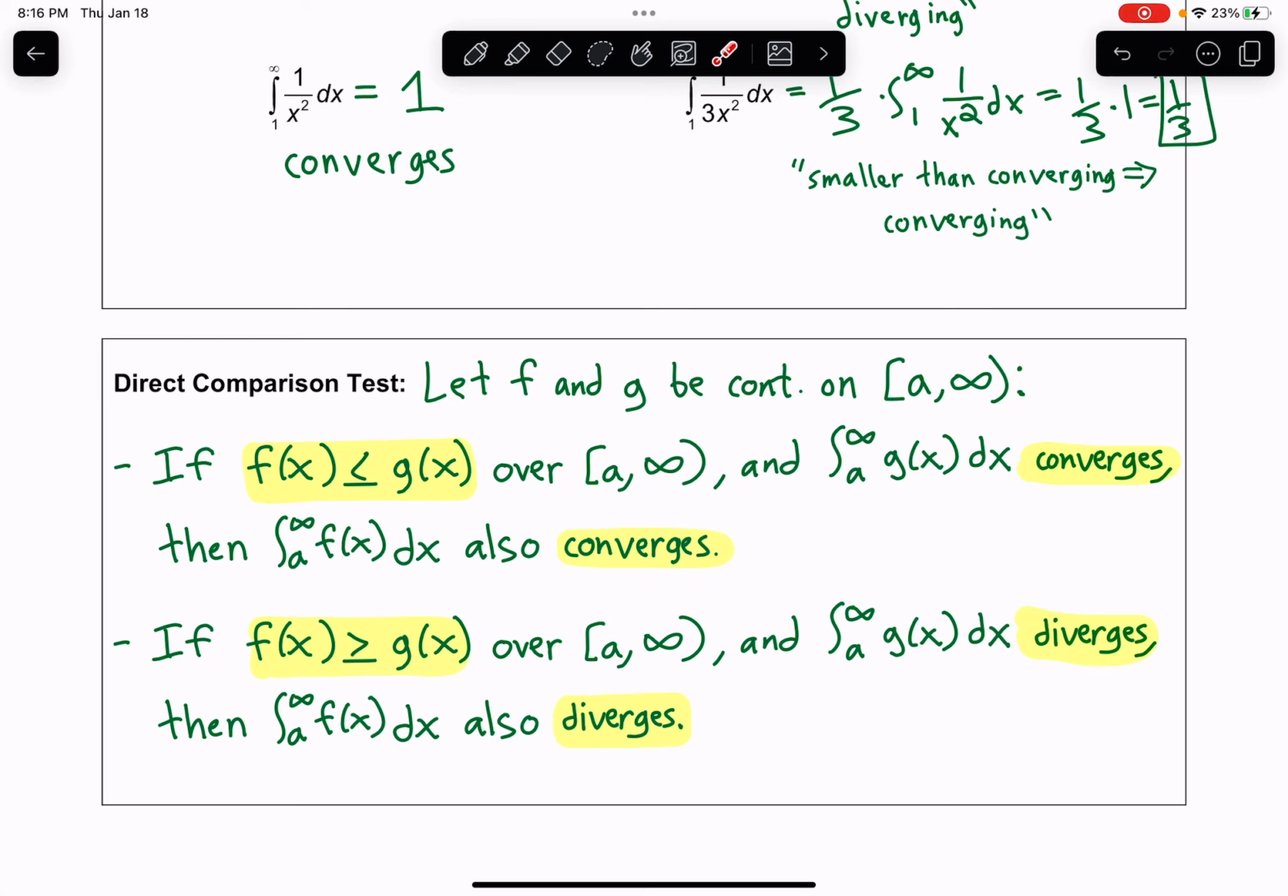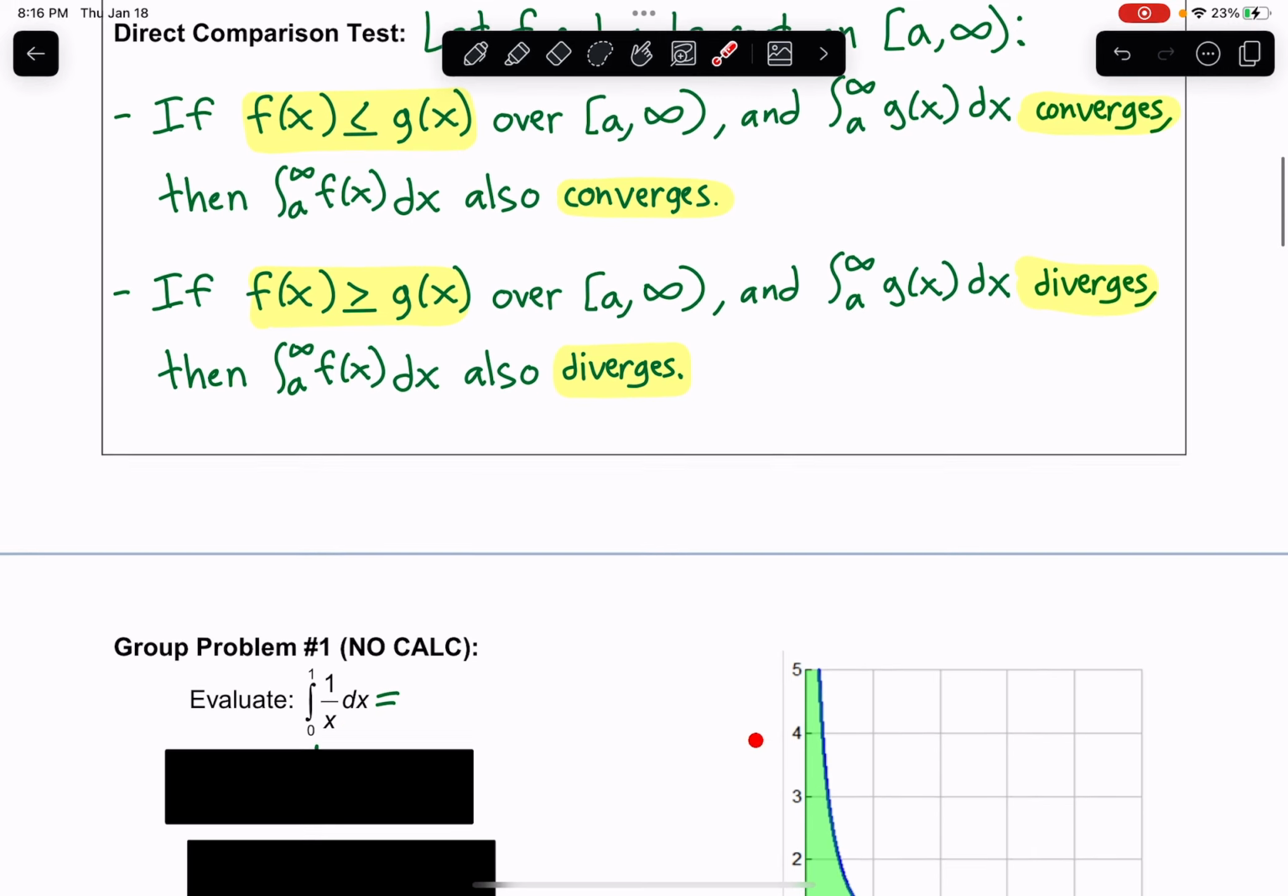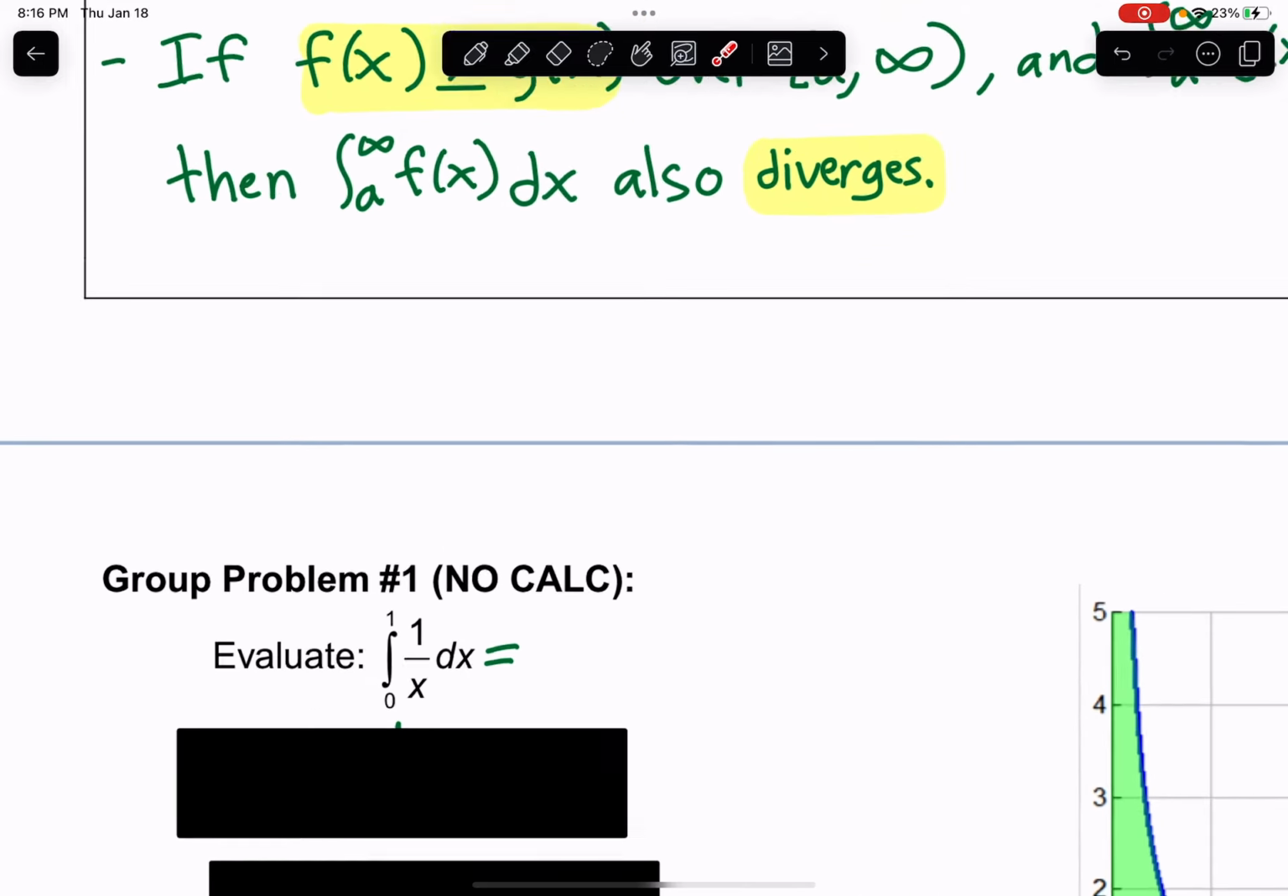Now that's a very big tool in our arsenal. Another big tool in our arsenal is going to be on the second page. But before we can do that, let's take a look at group problem 1. Now be very careful with this one.